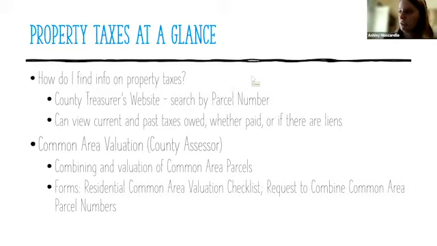The other thing that I put on this slide are the forms that you would want to look for to do your common area evaluation with the county assessor. And again, this is county specific, but for Maricopa County, it's quite simple. They have a forms section on the assessor's website, and those are the names of the forms: the residential common area evaluation checklist, and the request to combine common area parcel numbers. You fill those two out, and the checklist is really nice because it's like step-by-step instructions.